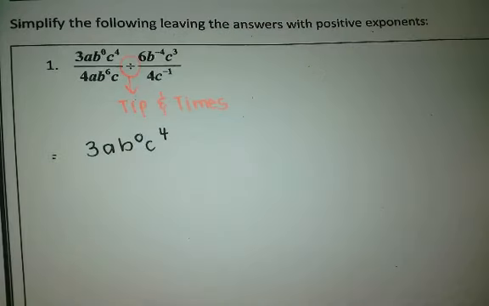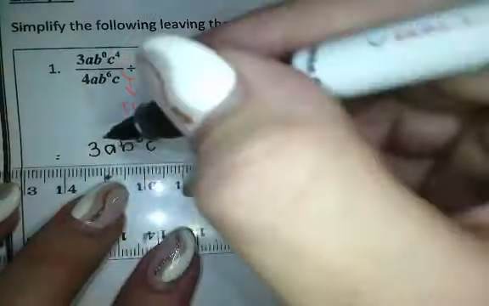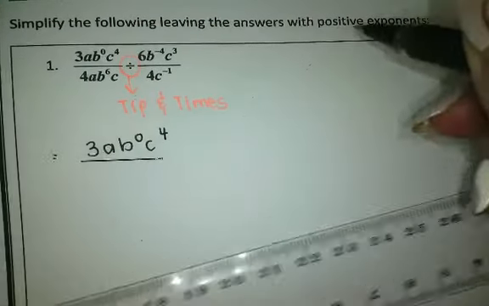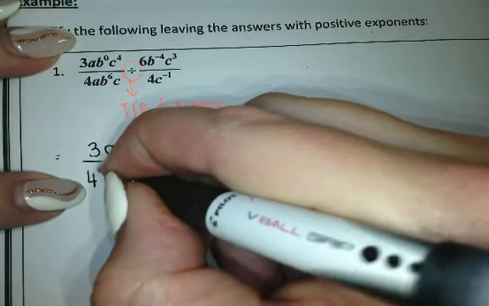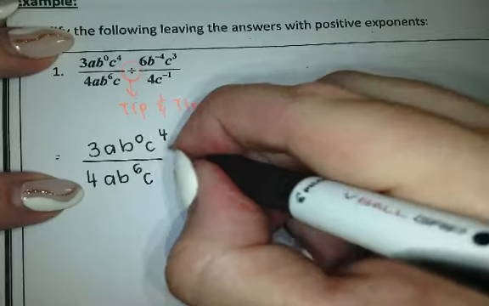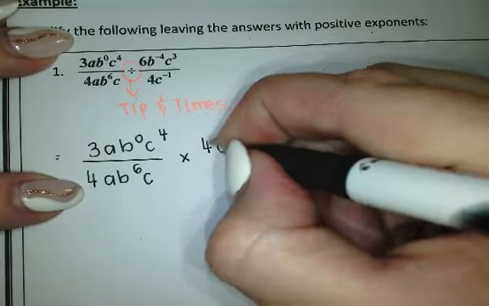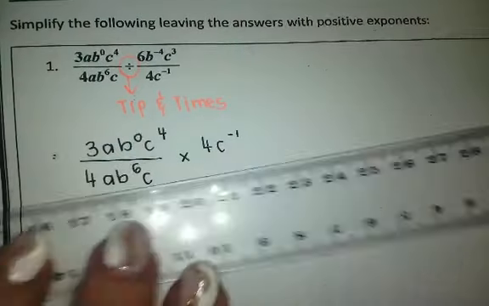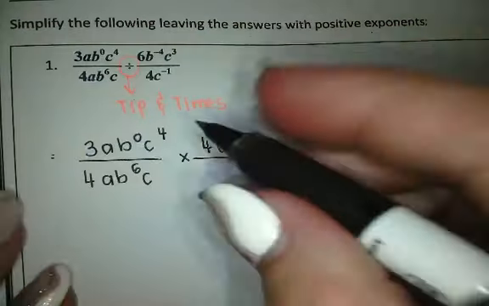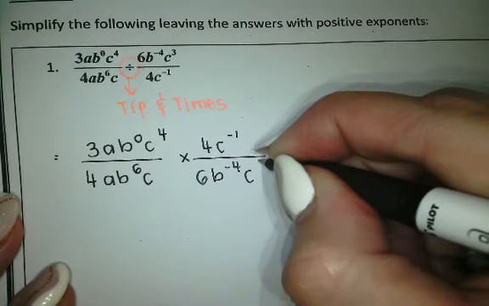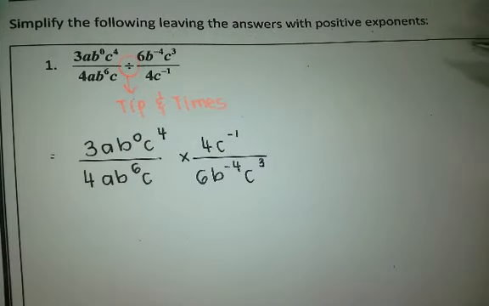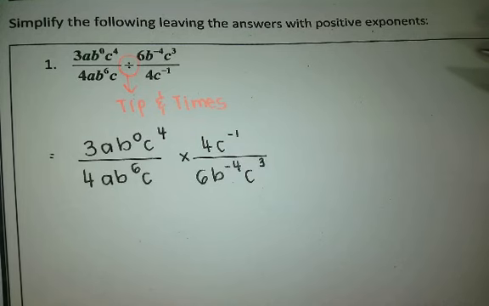Do you guys see what your instruction says? Leave your answer in positive exponential form. So 4a, b to the power of 6c times 4c to the power of negative 1, tip and times, divided by 6b to the power of negative 4, c to the power of... Then isn't it positive, because you switched it? No, it's tip and times. We're first tipping and timesing. We're not looking at exponents yet. Good question.